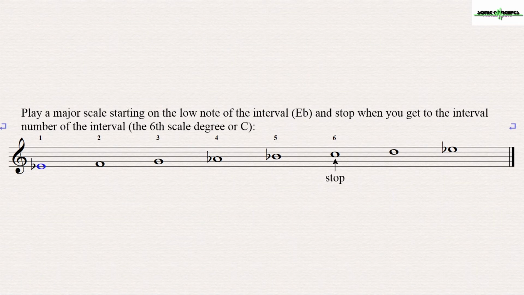The low note is E flat in this example, so we will write an E flat major scale, begin counting or playing by starting the count with the root, and stop when we get to the 6th note. 1, 2, 3, 4, 5, 6. The E flat major scale has a C natural for the 6th scale degree.